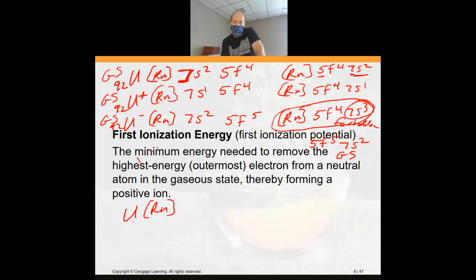And then when I ask a question like uranium, and I have Rn, and I have 5f6. All right, so what is your answer for uranium given the electron configuration Rn and then a 5f6? Looking for an answer.